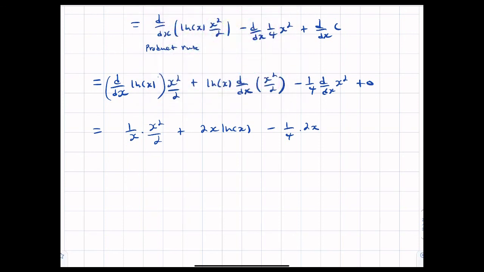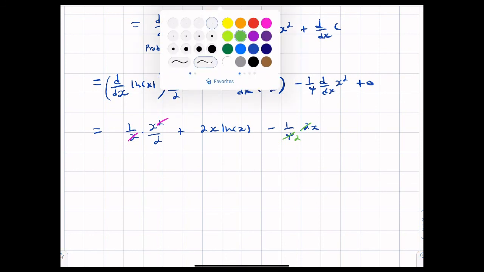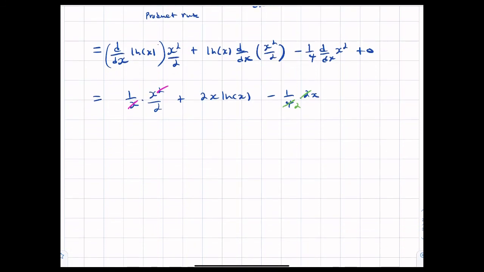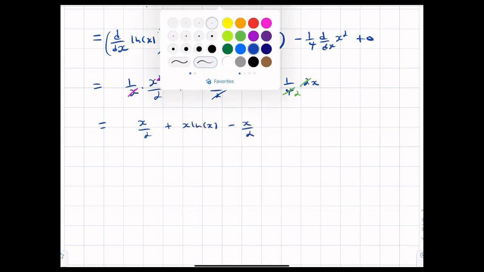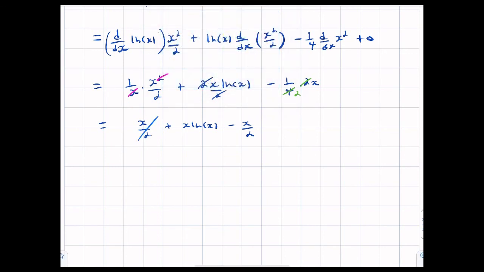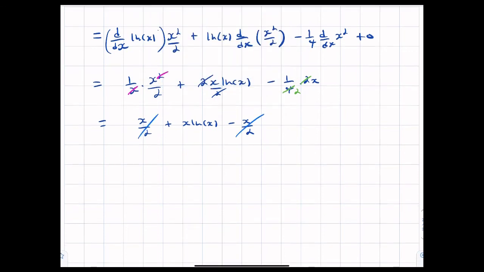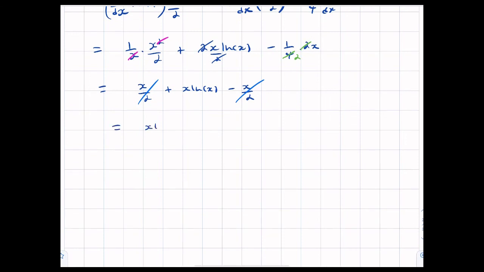And I can do some canceling. The squared cancels with the x. The 2 cancels with the 4 and becomes a 2. And I end up with, oh, I also can't forget this, 2x ln x over 2. So these cancel. I end up with x over 2 plus x ln of x minus x over 2. And the x over 2's cancel. And it's just x ln of x, which is exactly what I was looking for.